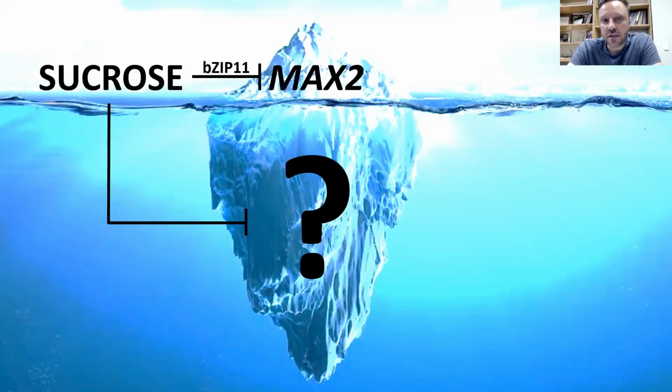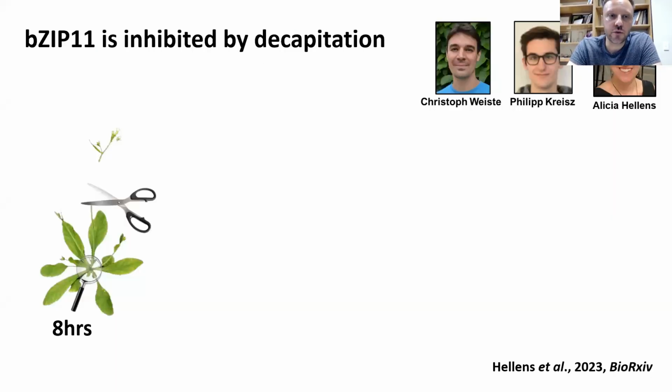We think this interaction between sucrose and MAX2 through BZP11 is only a part of the mechanism, and we think there's way more to it. Actually, Isabella Amor, who's probably here today, is working on it at the moment, and we think that other metabolites, such as citrate, are involved in this regulation. However, through this approach, we've been able to highlight that BZP11 was involved in shoot branching.